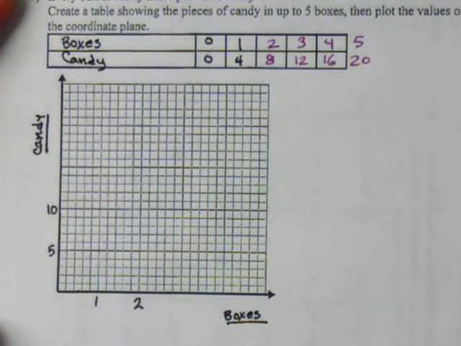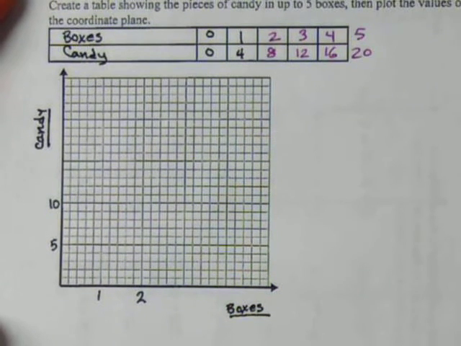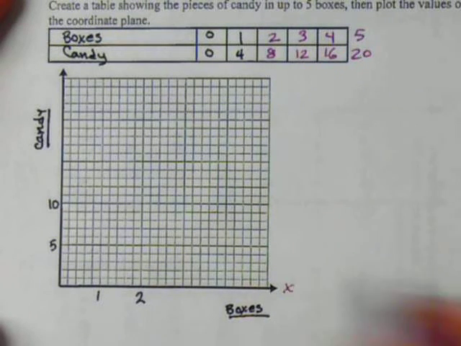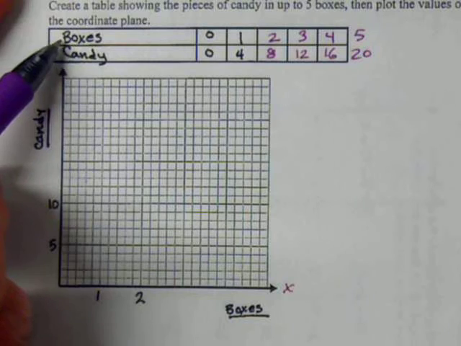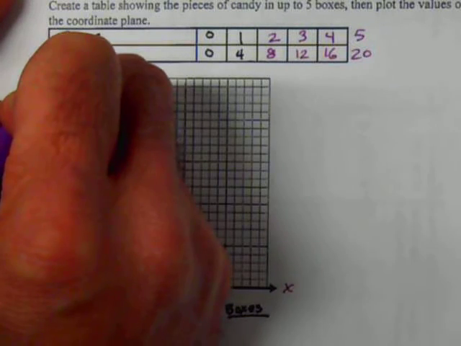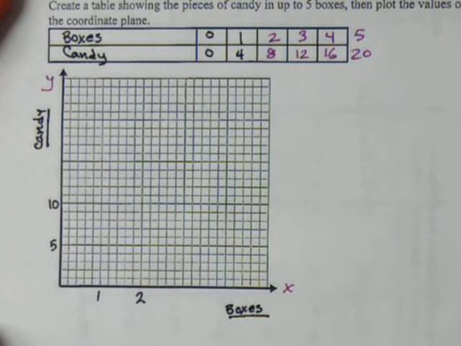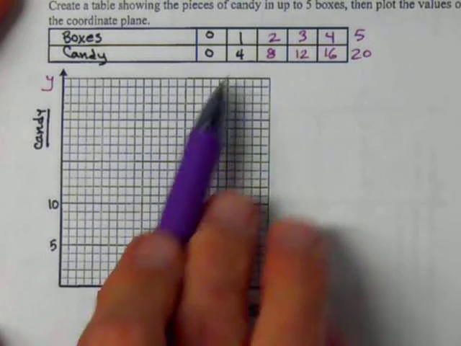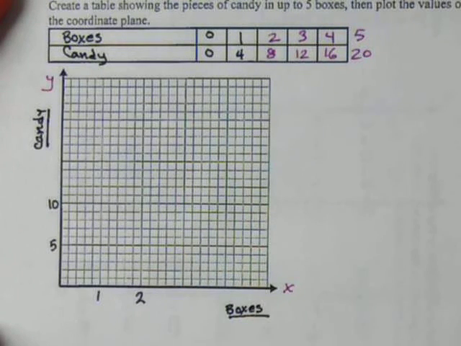So now we need to graph this. So I've already set the graph up a little bit with my boxes as my x-axis, that's down here. So that means that my x-coordinate will be boxes. And candy is my y-coordinates, that's my y-axis there. So I'm going to plot those 2 points. Before I do, I'm going to make sure I set up my graph correctly.